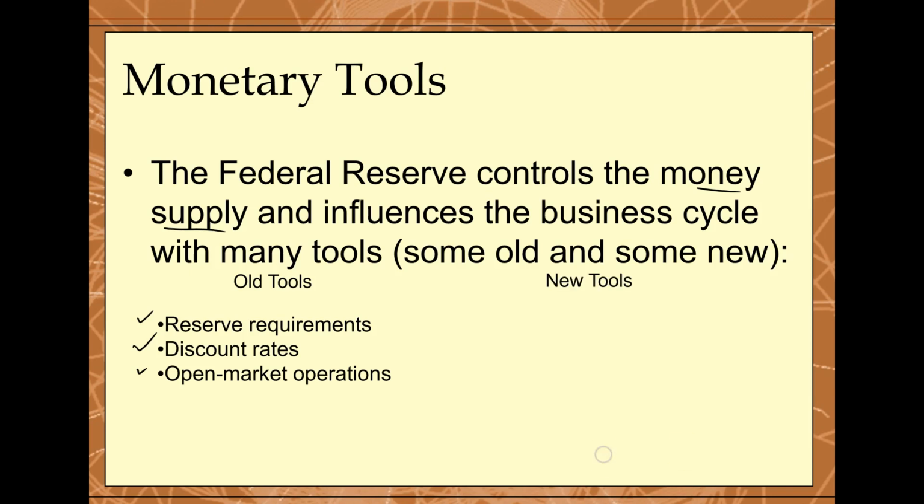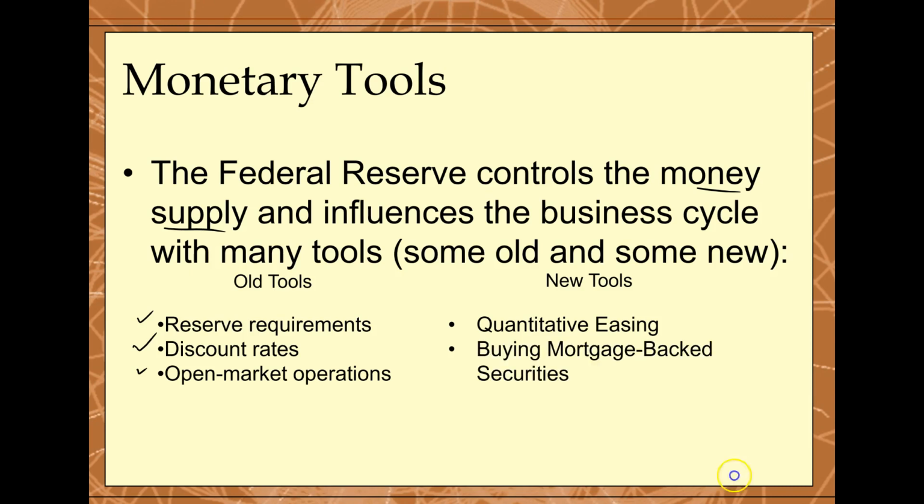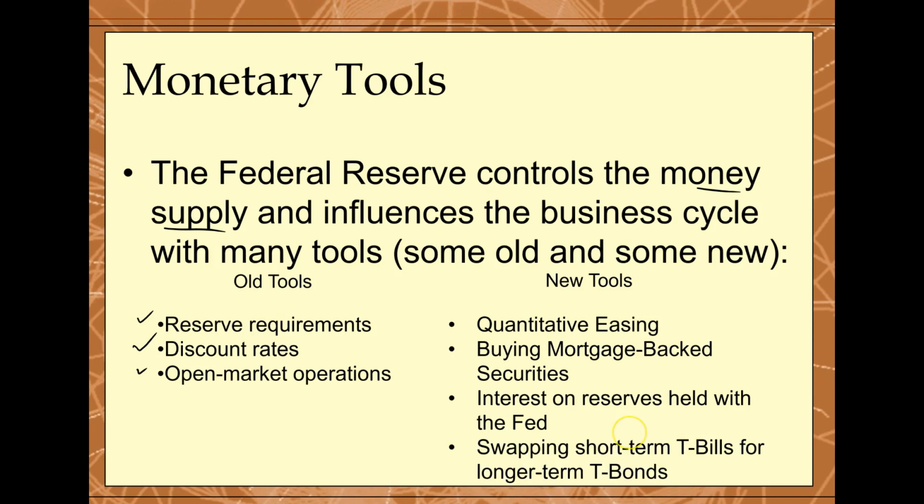Some of those new tools were things like quantitative easing, buying mortgage-backed securities from the public, paying banks interest when they keep money with the Federal Reserve, and swapping short-term treasury bills for long-term treasury bonds. Now, we're not going to be going into these new tools. I just want to let you know that these are the traditional tools at the disposal of the Federal Reserve, but those tools weren't working effectively, and so it required the Federal Reserve to develop new tools in the last financial crisis.